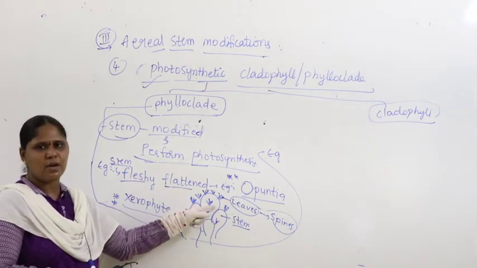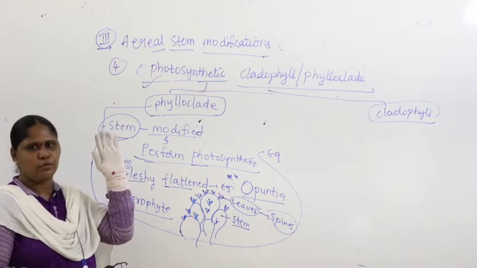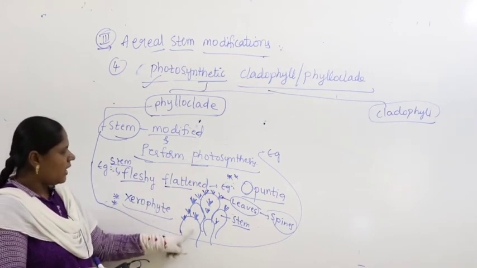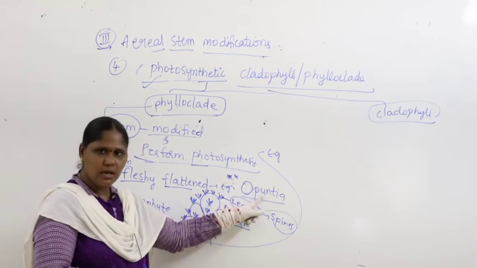What are the changes? Leaves are reduced to small spines. When leaves become spines, who prepares the food? So the stem will take up the function: I will prepare the food. So the stem becomes fleshy and flattened and undergoes photosynthesis, which you find in the case of Opuntia.